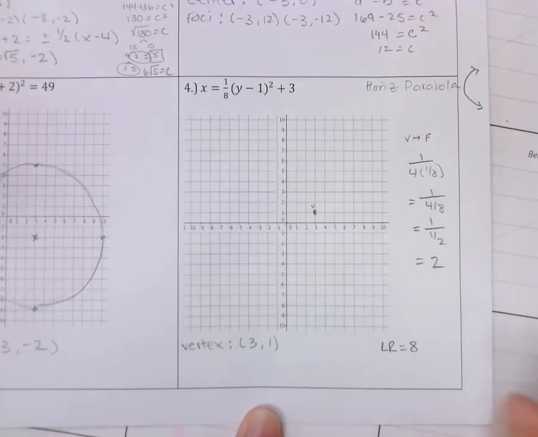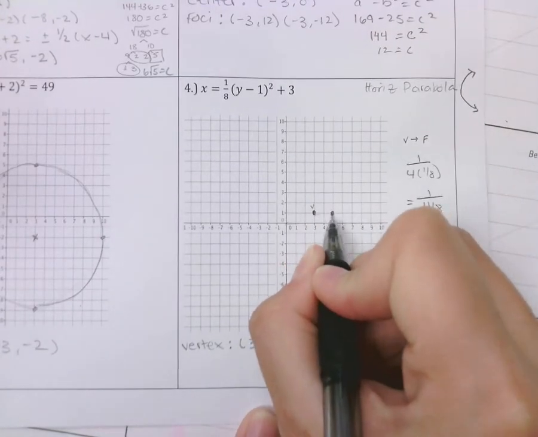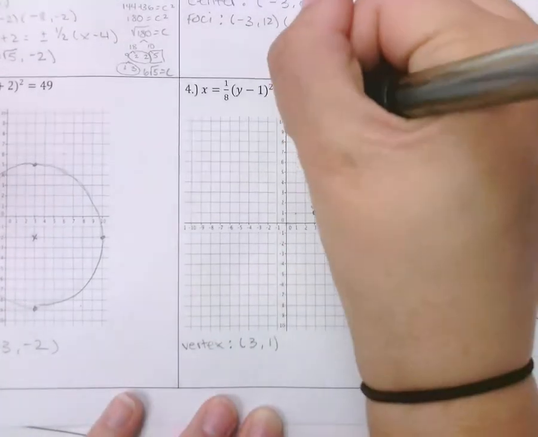What does 2 represent? You can go up 2 and down 2 if it was vertical. Here you do 2 to the right and put what there? Focus. And 2 to the left is the directrix.